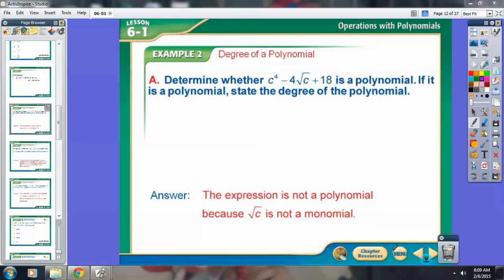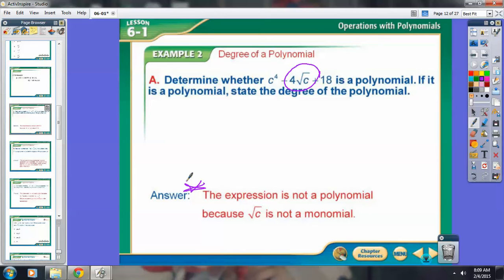There are some things that kind of make it not a monomial. In this first example, one of those things is that it has the square root of c. If our variable is underneath a square root, like in this example, it's not a monomial. And if it's not a monomial, this expression cannot be a polynomial. Okay. So we would say that this expression is not a polynomial because the square root of c is not a monomial.